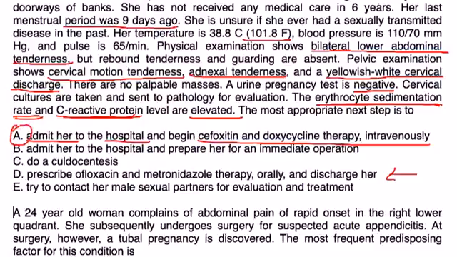And the last one, a 24-year-old woman complains of abdominal pain of rapid onset in the right lower quadrant. She subsequently undergoes surgery for suspected acute appendicitis. At surgery, however, a tubal pregnancy is discovered. The most frequent predisposing factor for this condition is.